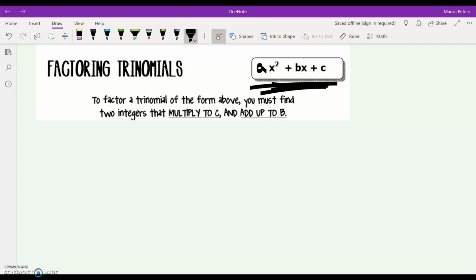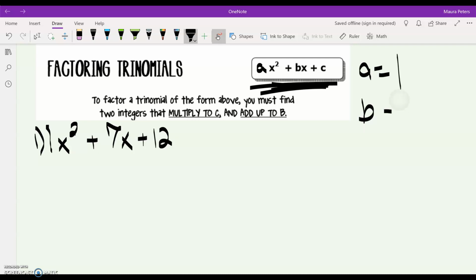So let's just say we are given the first example, and of course, always starting with some of the easier ones. X squared plus 7x plus 12. Now, it says to factor a trinomial of the form above, you must find two integers that multiply to c. What you need to note here is that first, I'm going to do it in the top corner. A is 1, B is 7, and C is 12. You should be able to locate where A, B, and C are in the equation.